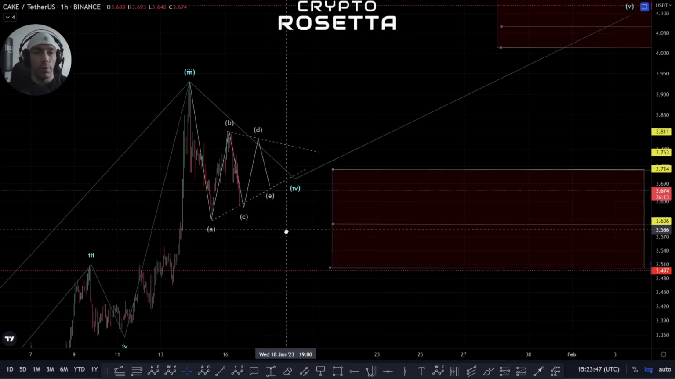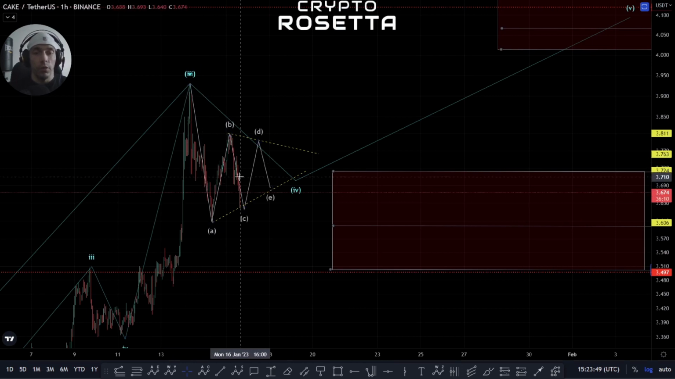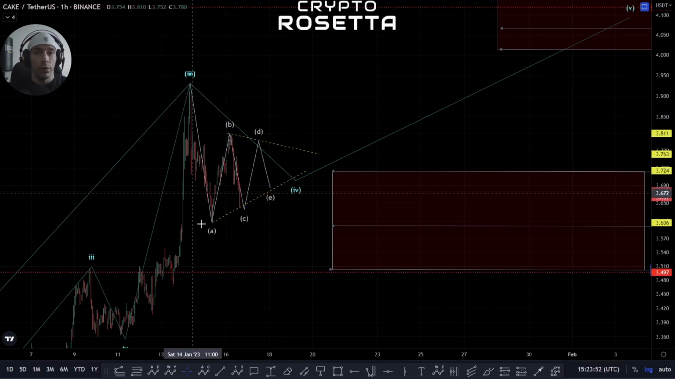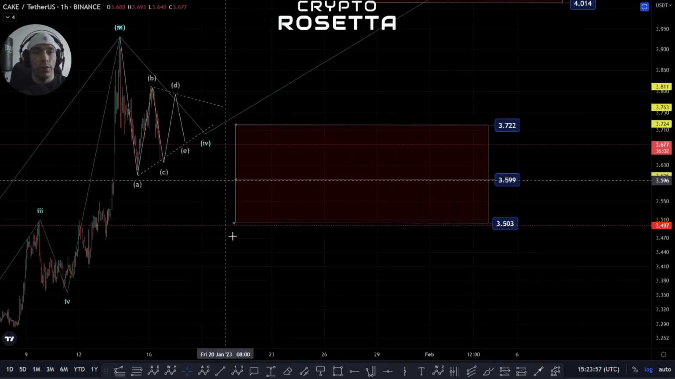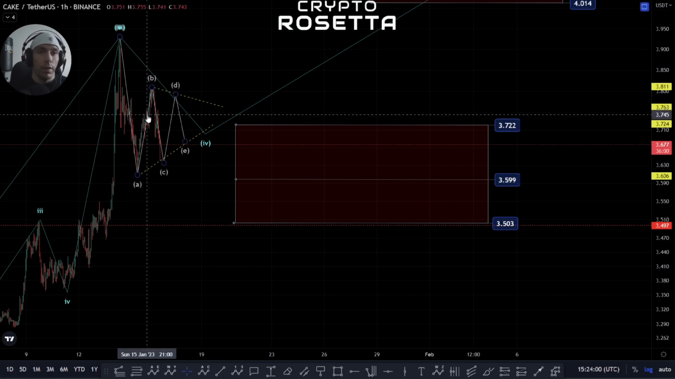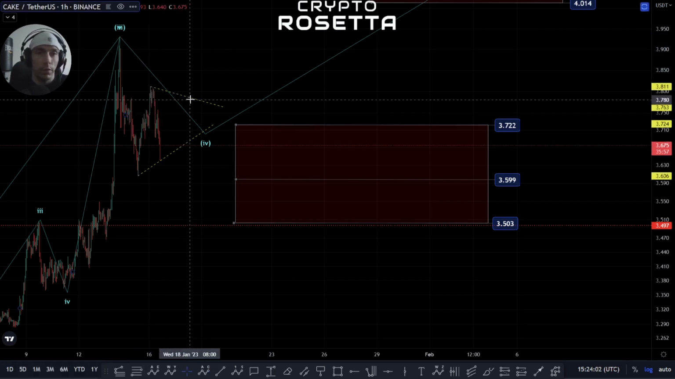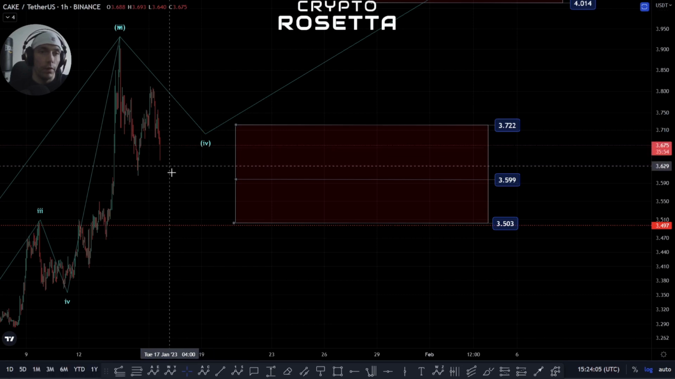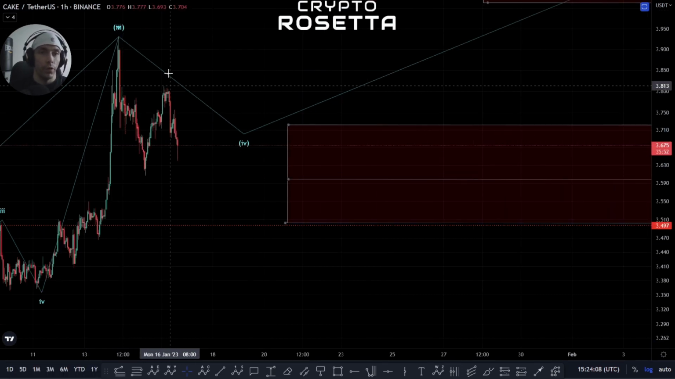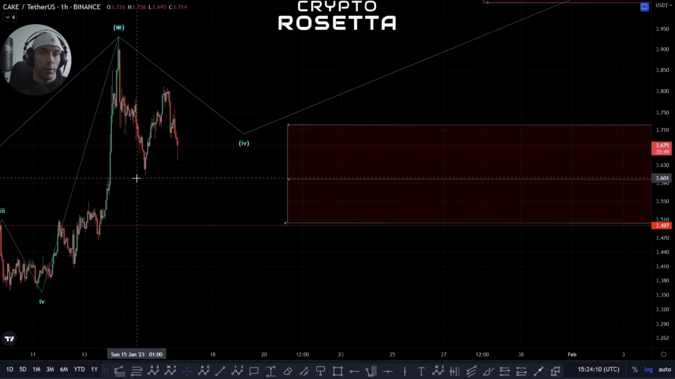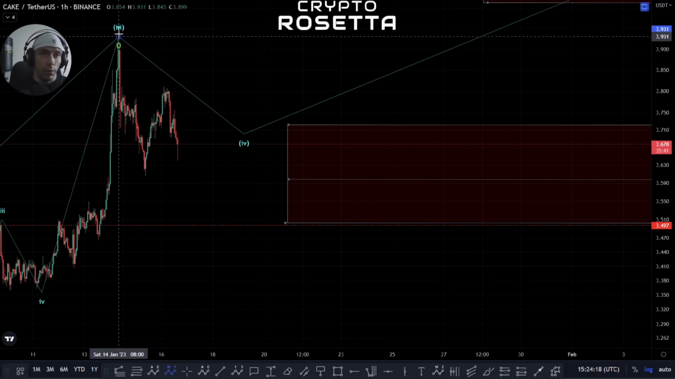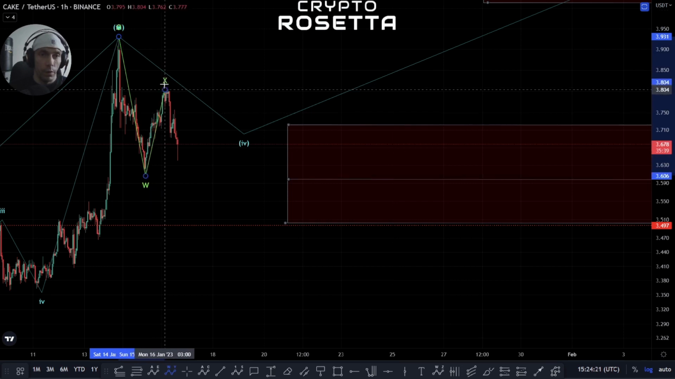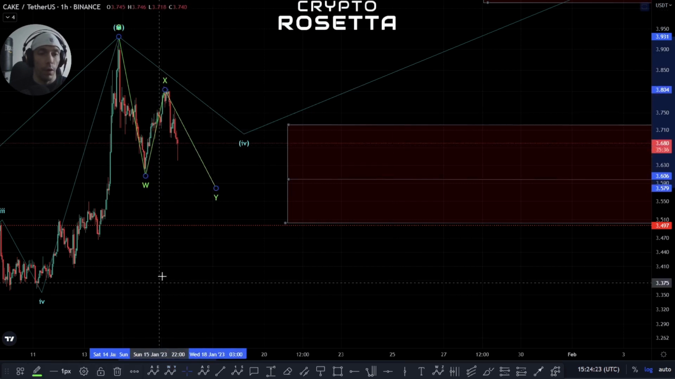However, should we get a deeper correction here, it is also possible we don't get a triangle, and it could just be a deeper move. It's possible we could still move down towards this $3.50, and what I'd be looking for then, instead of a triangle within this structure, is the potential that this is just a connector wave here. We would get this as a W, this is an X, and then we're going to look to push down for that Y wave.